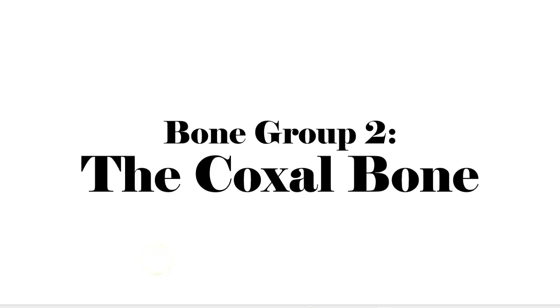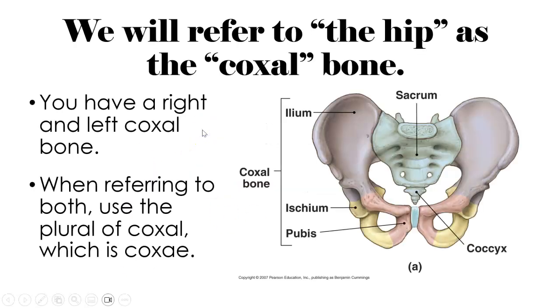In this video, we're going to go over the coxal bone, which is more commonly referred to as the hip bone. A couple of things just to remember. In Chapter 1, the hip region was the coxal region. So hopefully that helps you remember that the hip is the coxal bone. When you're talking about both right and left coxal bones, you'll call them the coxae. But again, just try to remember that it's coxal. If you call it hip, it's not the end of the world.